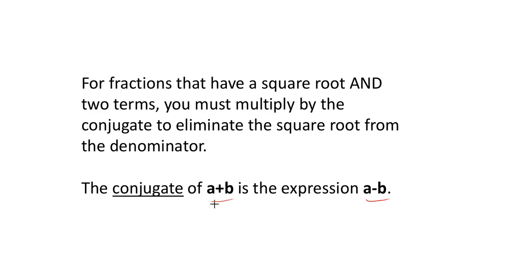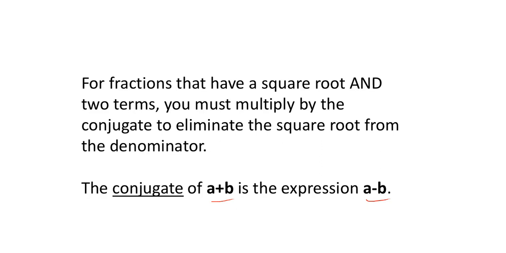So the terms will be the same, except that in one case you're adding, in the other case you're subtracting. That's what makes them conjugates. Same two terms, but you change the sign in the middle. And it's vice versa. The conjugate of a minus b would be a plus b. So when you multiply by the conjugate, all the square roots will go away.